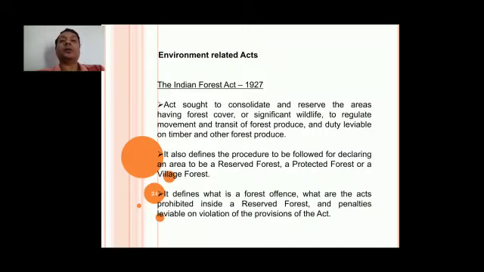Environment related acts. Now, if a person is violating our natural resources or creating some pollution, there are some acts also available.